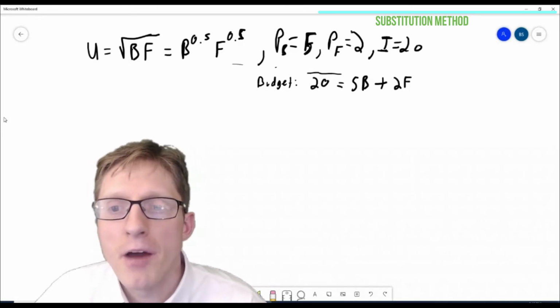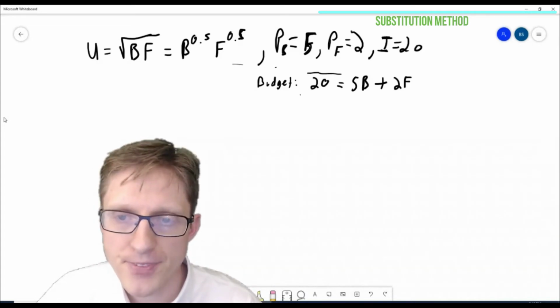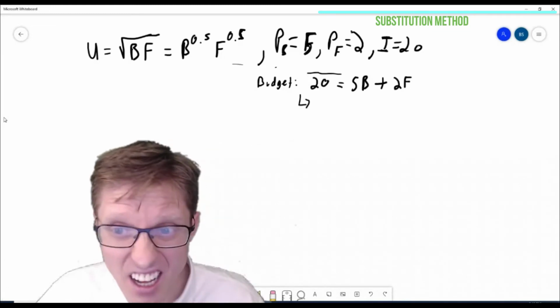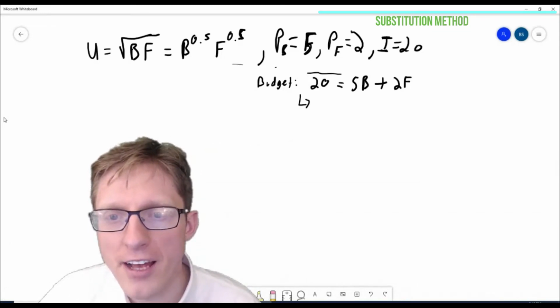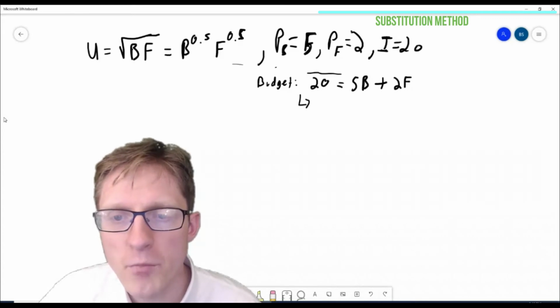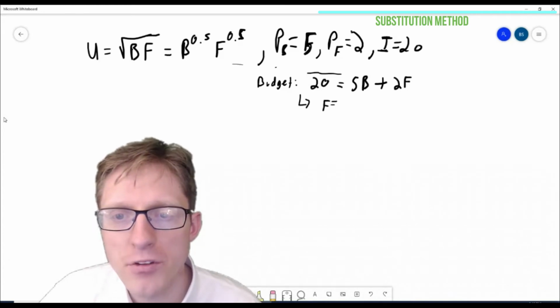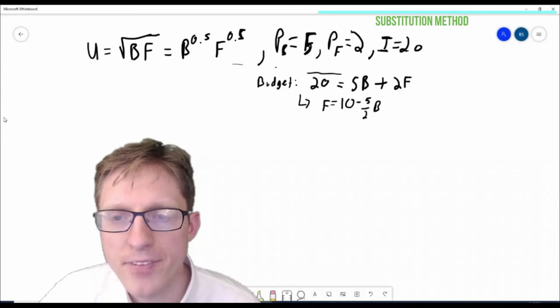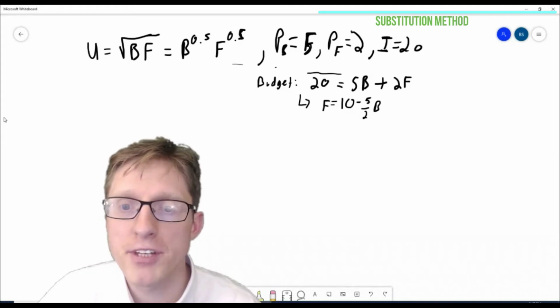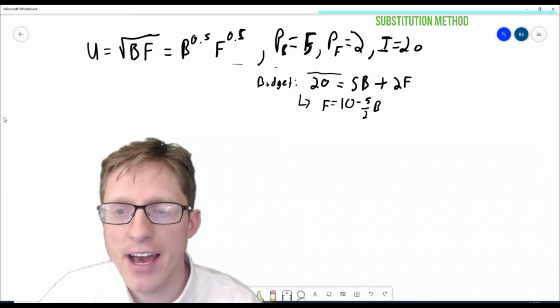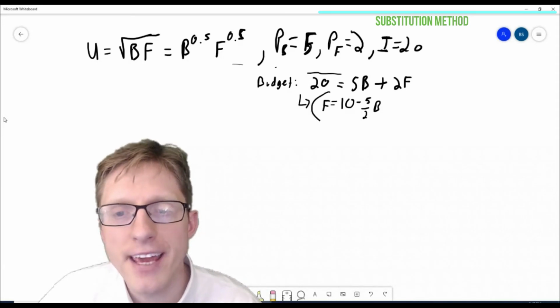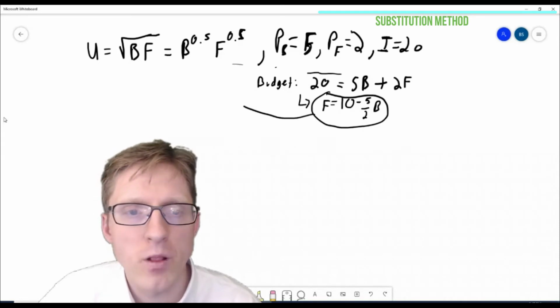Okay. Now we want to find the relationship between F and B, so we want to rearrange this equation to solve for one of the variables. Let's solve for F. If we subtract 5B from both sides and divide by 2, we would get that F is equal to 10 minus 5 halves times B. Okay, so from the budget constraint, we're able to get that F is equal to 10 minus 5 halves times B. Now we can take this and plug it in for F in the utility function.